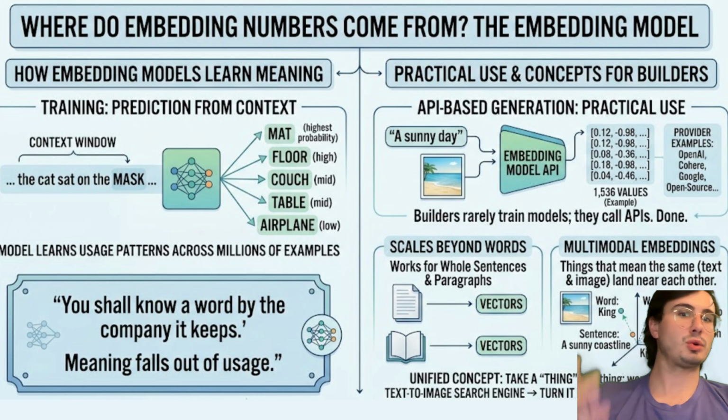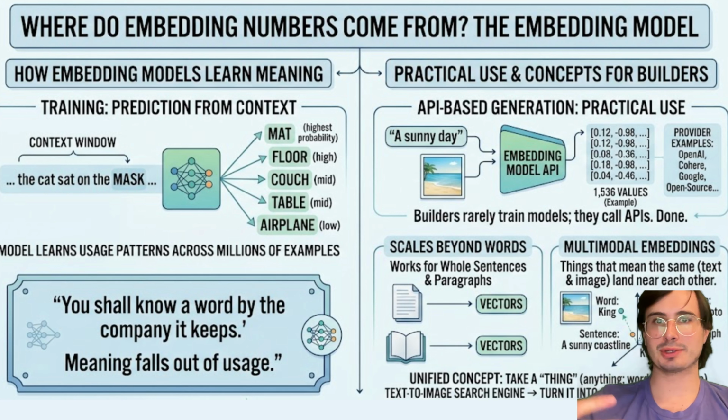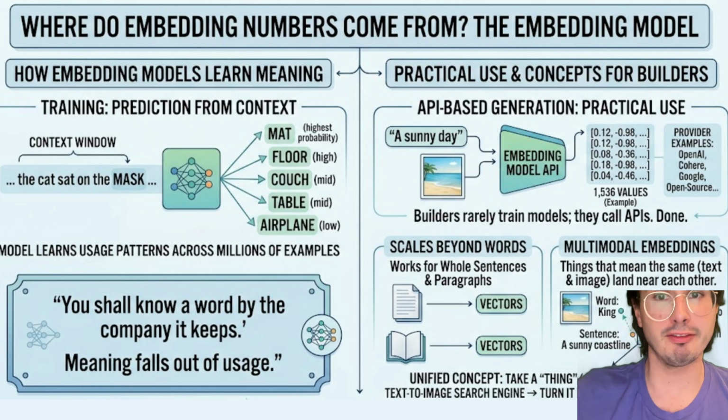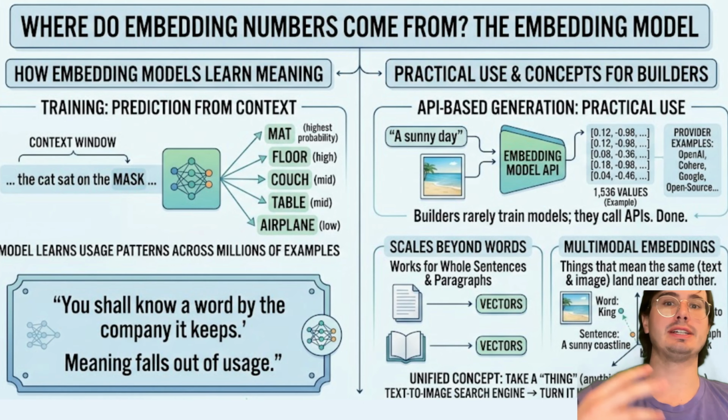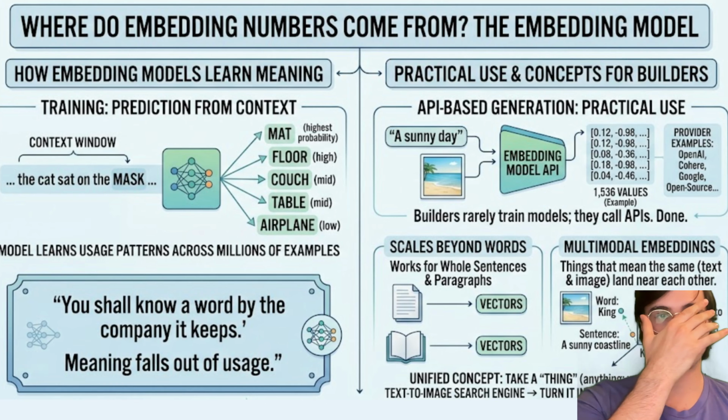So who's actually building and defining and creating these relationships, and where do these numbers actually come from? And who decides that king gets this specific list of 1,500 values? And the answer is an embedding model, right? Which is a neural network that's trained on a massive pile of text with a deceptively simple job, predict words from their context.